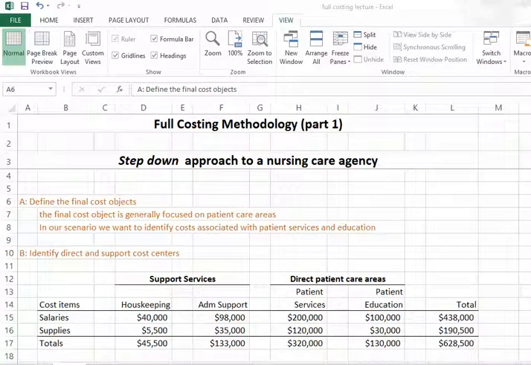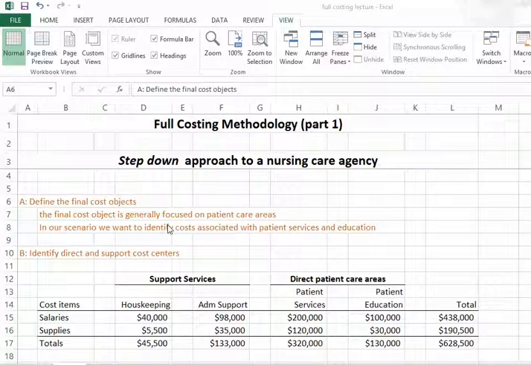This is part one of our full costing methodology lecture. We're using a step-down approach to allocate cost of a nursing care agency. We're using the term step-down because this defines the process whereby we're allocating support services one to the other and then finally to the final costing objects, which in this case are direct patient care areas.